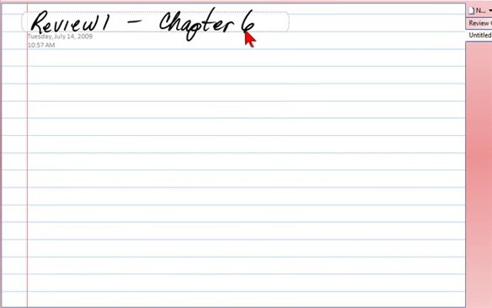Take a look at what's called Review 1 for Chapter 6. It is available under the Review for a Test. There are 20 questions on the review. There will be 20 questions on the test. There are 15 which simply ask you to factor, and there will be exactly the same on the test. They will not necessarily come in the same order.